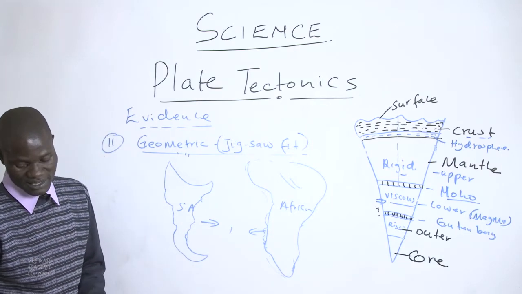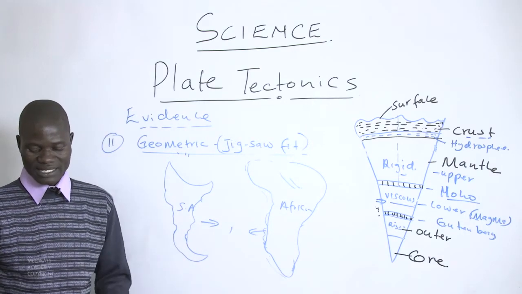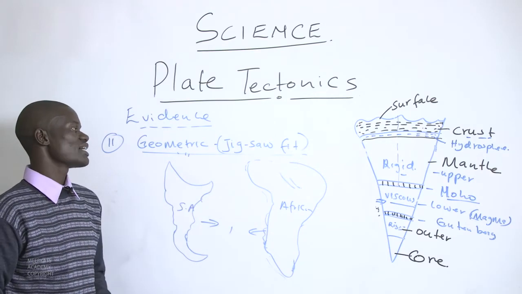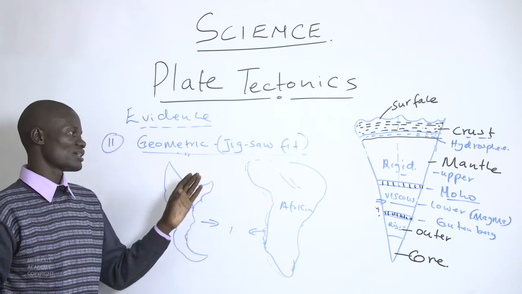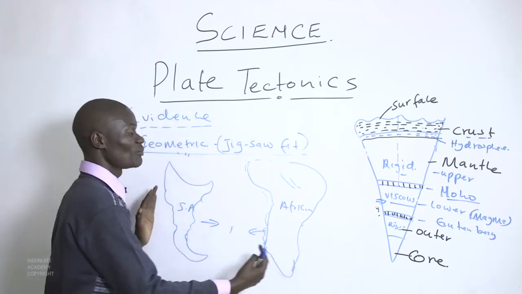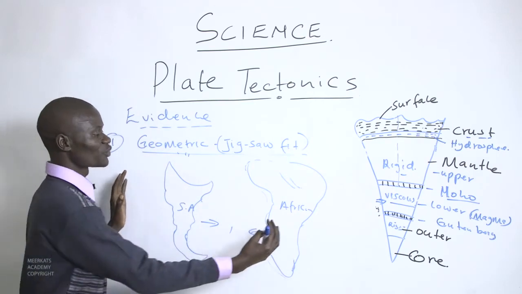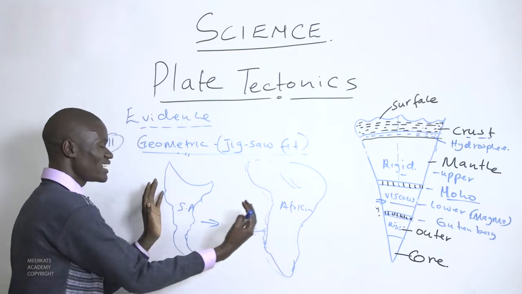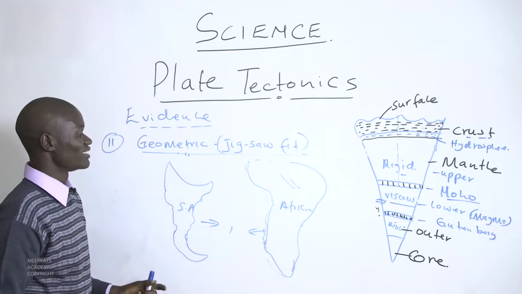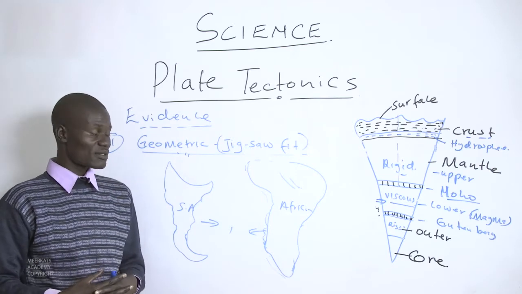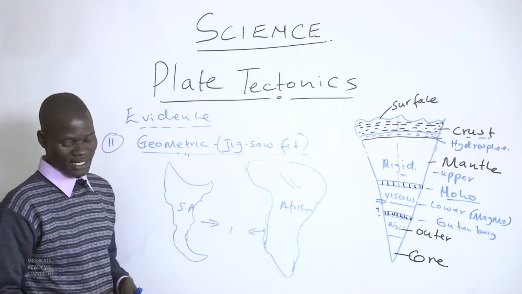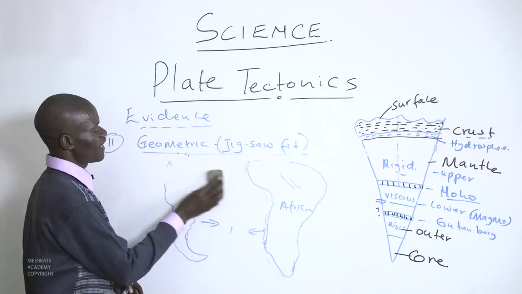When we explain this, it says that the continents bordering the Atlantic Ocean seem to fit into each other geometrically in a jigsaw fit manner. This can also be a proven evidence, because when we assume we are bringing the Africa and South America plates together, they can have some similar characteristics. This is the second evidence that has been found out.